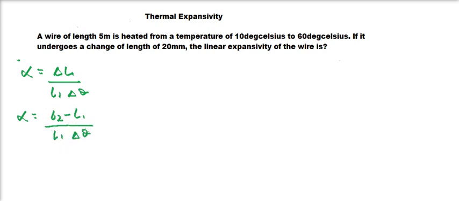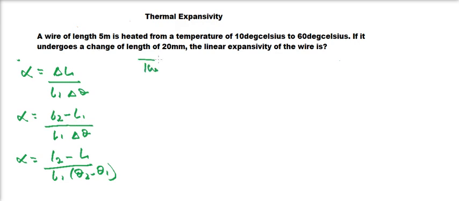We can also write the change in theta as theta 2 minus theta 1 as well. Let me bring that out. So we have alpha is equal to L2 minus L1 over L1 times theta 2 minus theta 1. Now, this is the formula to get our linear expansivity. So we can now solve the question. Before I move to the question, the unit for linear expansivity is per Kelvin.